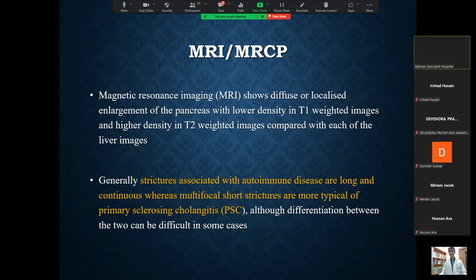So MRI shows diffuse or localized enlargement of the pancreas with lower density in T1 weighted images and higher density in T2 weighted images compared with the liver. Generally, strictures associated with autoimmune disease are long and continuous, whereas multifocal short strictures are more typical of PSC, although differentiation can be very difficult at times.